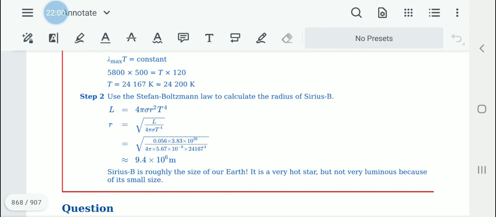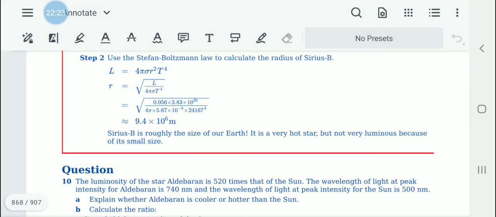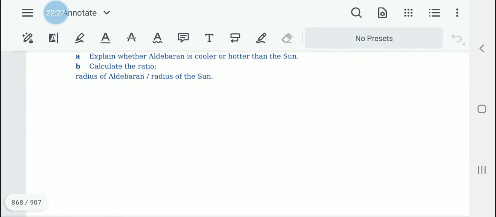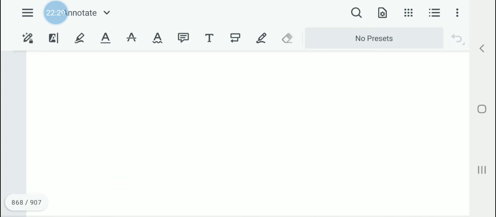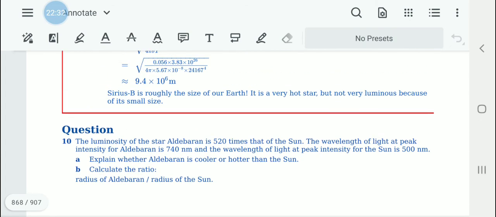Here they have used the specific value, 24,167 to the power 4, which is going to be 9.4 into 10 to the power 6 meters. So that means it is the size of our Earth. It is very hot, but because it is very small, it has a low luminosity. I hope you understood that. Please do question number 10 if you understood.